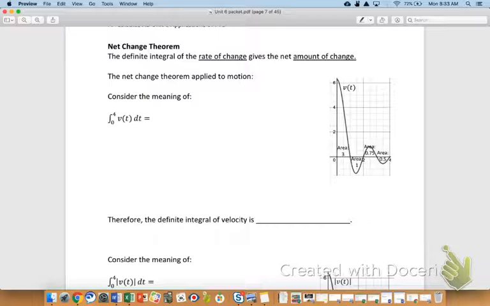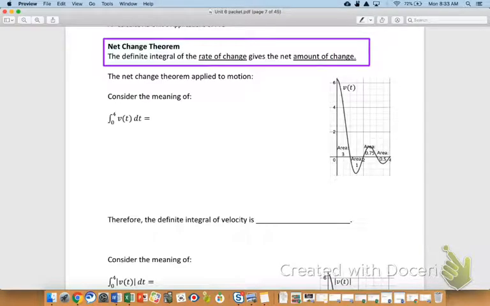This is a more direct, formal application of something we call the net change theorem. This is our first concept of this Unit 6. And here it is. If I could put this in a nutshell, the net change theorem is this: the definite integral of a rate of change gives the net amount of change. So the words rate and amount, we can't just blow right past those and not understand the difference between them.